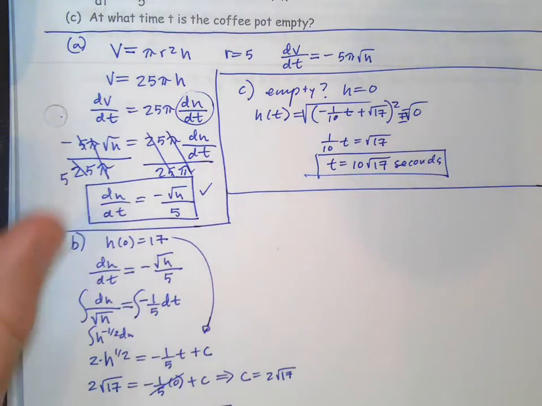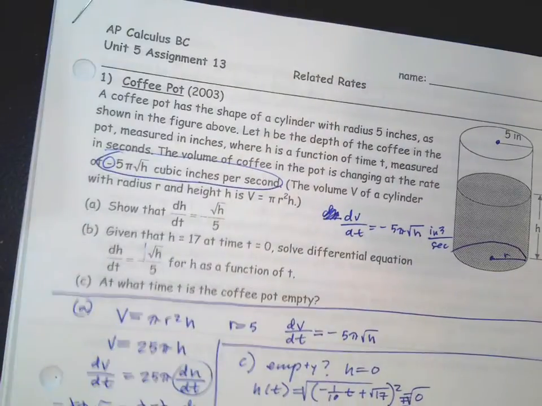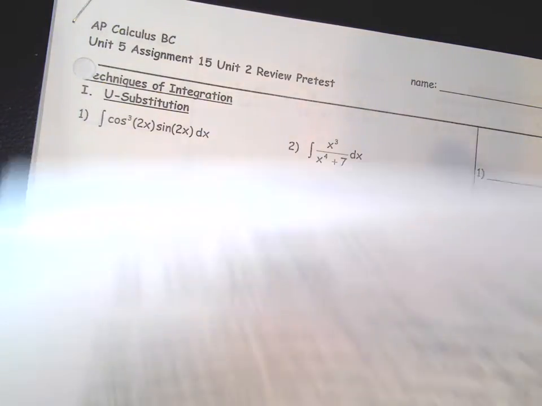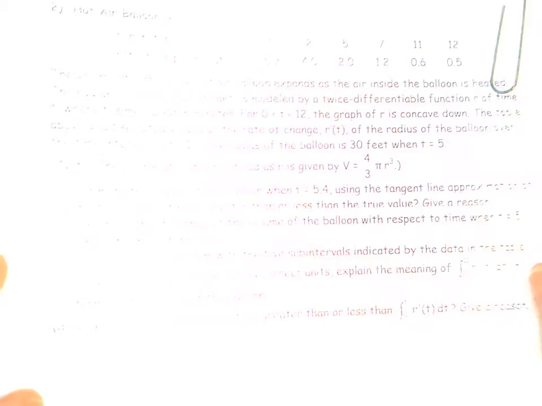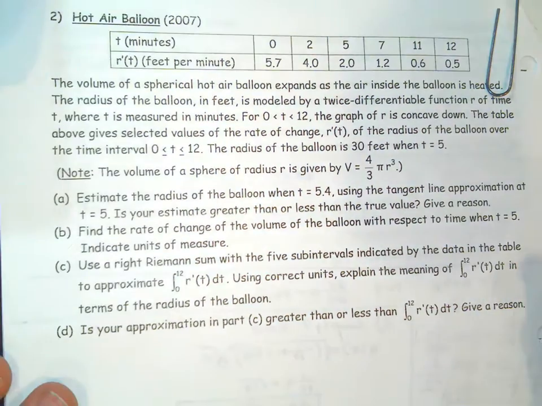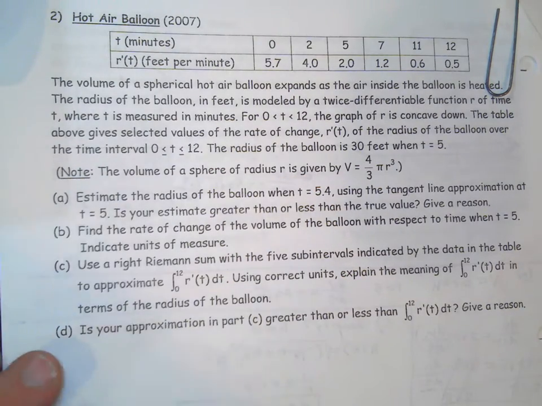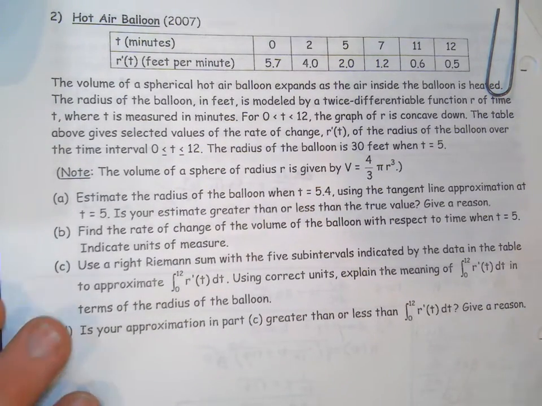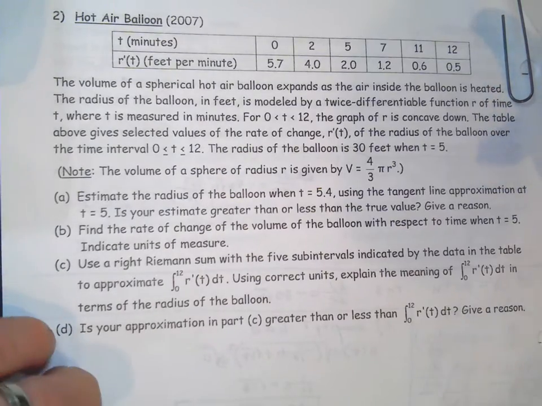All right, next one. Hot air balloon, table of values. Now, we haven't done any tables of values for a long time, but back in calculator B, it usually means you're going to use estimation techniques. Riemann sums, estimating derivatives by slope of a secant line, often using estimation techniques.